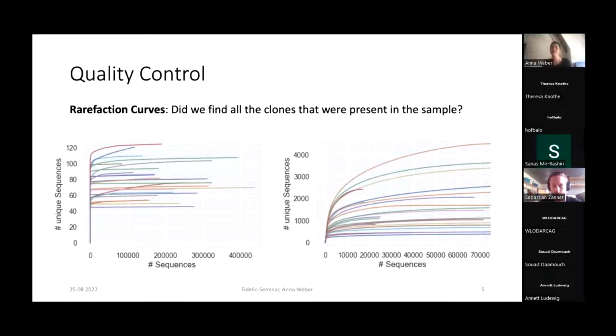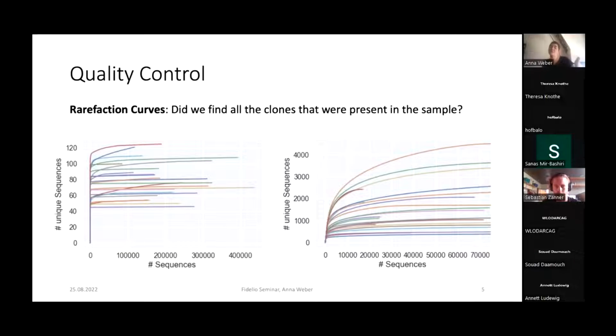And then in some samples, it worked well, and it's very flattened out, like let's say this green one, and sometimes it didn't work very well, like this blue one, and there were probably far more sequences there, but experimentally you just didn't manage to catch them all for some reason. Biology is messy, experiments are messy. It's not always going to be working out perfectly.